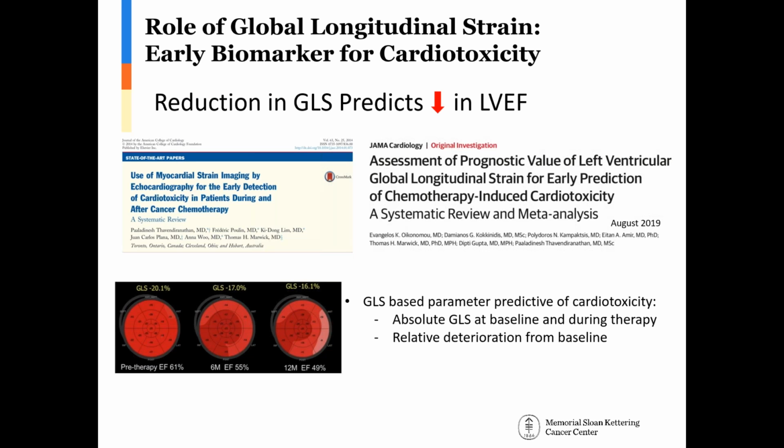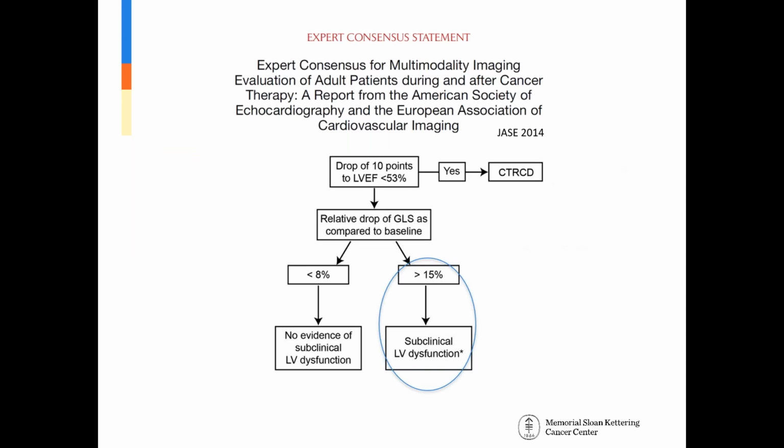Now, multiple studies have shown early reduction in GLS predicts subsequent drop in LVEF during cardiotoxic treatment, supporting the role of GLS as an early marker of cardiotoxicity. And studies have shown that absolute GLS at baseline and during therapy, as well as relative deterioration from baseline, are predictive of subsequent cardiotoxicity.